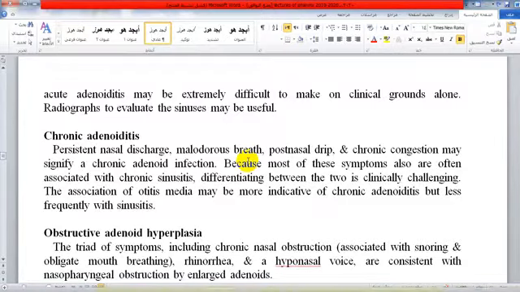sinusitis. Chronic adenoiditis, persistent nasal discharge, malodorous breath, postnasal drip, and chronic congestion may signify a chronic adenoid infection. Because most of these symptoms also are often associated with chronic sinusitis, differentiating between the two is clinically challenging. The association of otitis media may be more indicative of chronic adenoiditis, but less frequently with sinusitis.